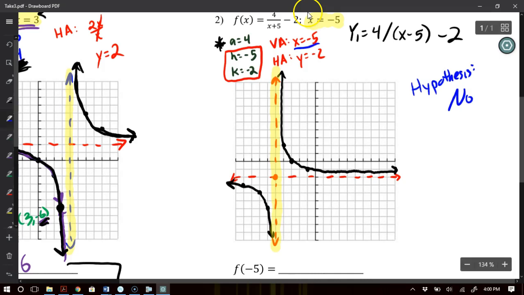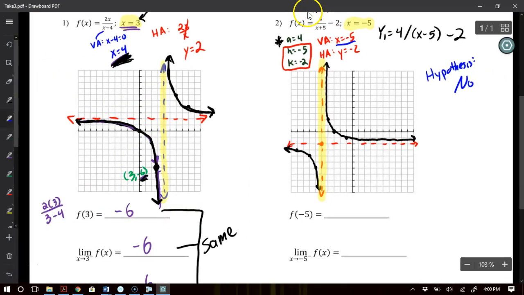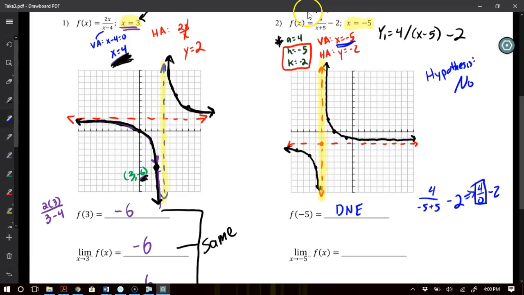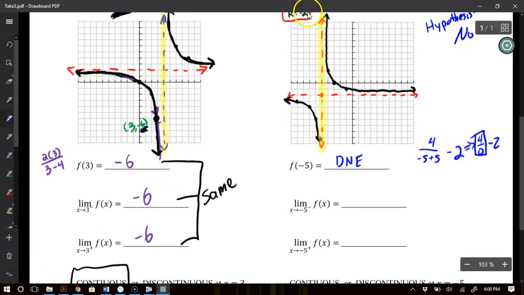So now my job is to plug in -5. So I have 4 over -5 plus 5 minus 2. Well, that's really 4 over 0 minus 2. Well, you can't divide by 0. So this does not exist, DNE. That should make sense. We call these excluded values when solving rational equations. So my vertical asymptote is there, it can't exist. So now we do this part.